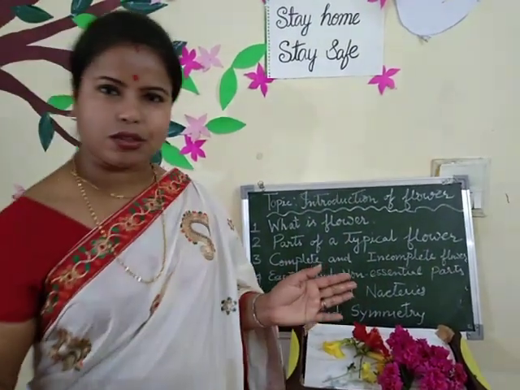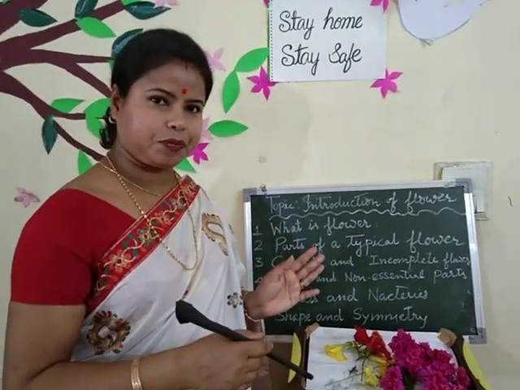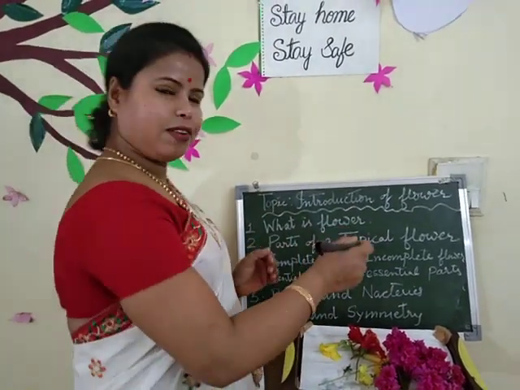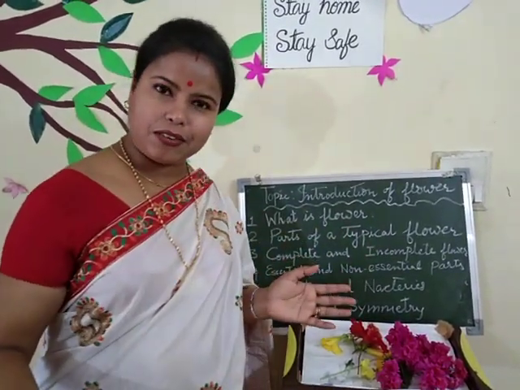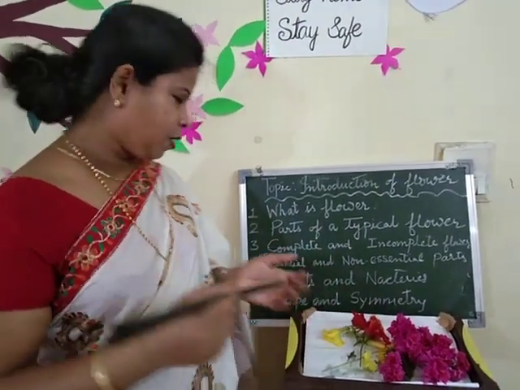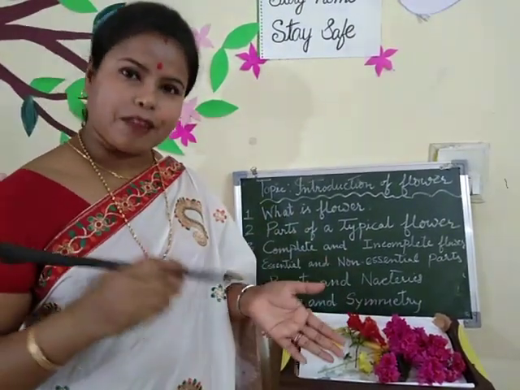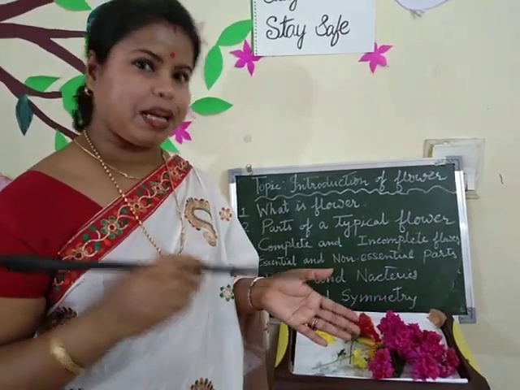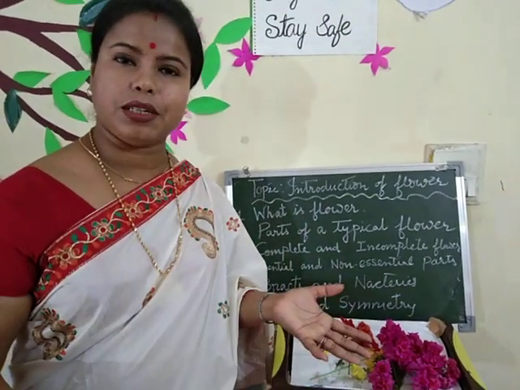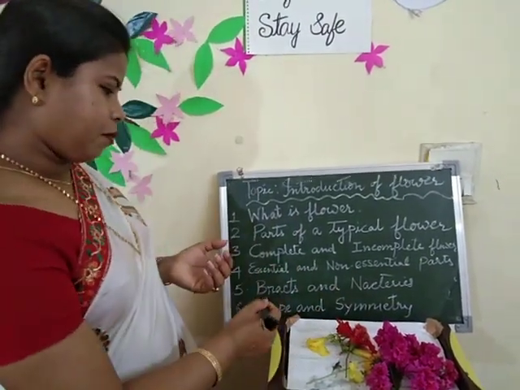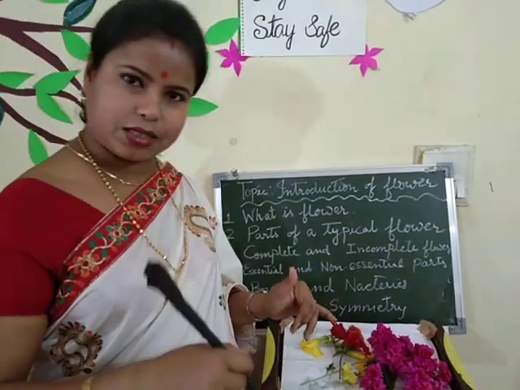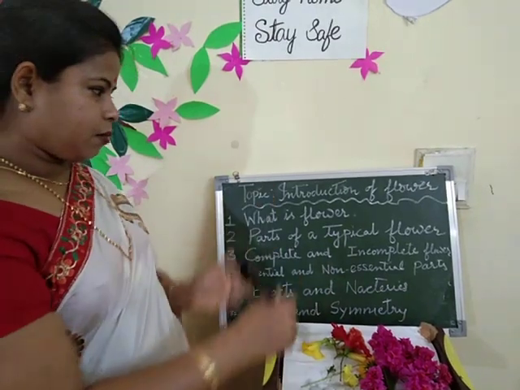I hope you have understood today's topic that we have covered. Quick revision. Today we have learned what is a flower. Number 2, parts of a typical flower. Number 3, complete and incomplete flower, where both male and female parts are present. And the essential parts, male and female, that is androecium and gynoecium. Both are present in a flower and they are the very essential parts of the plant. And bracts. I have shown you the bracts. Sometimes they are very large and sometimes very small. So this is the introduction of the flower.